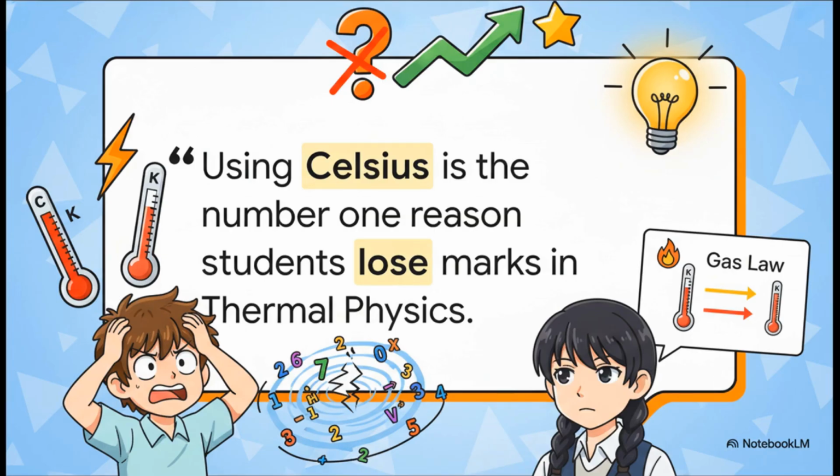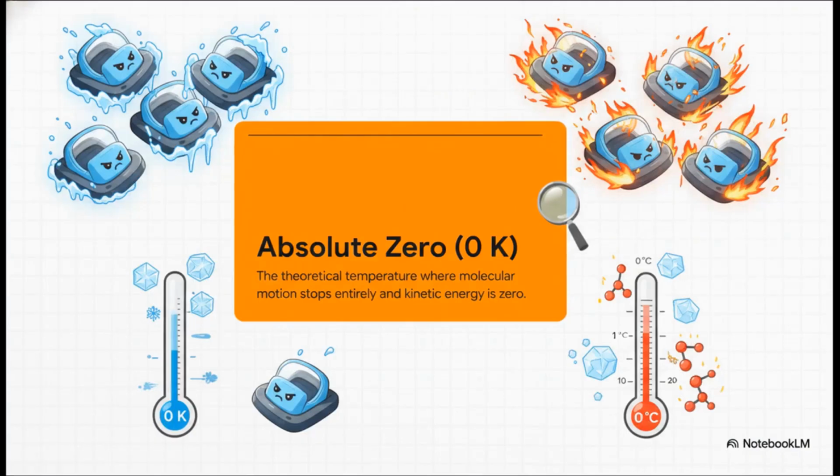If a question gives you degrees Celsius, you absolutely must convert it first before doing any of your gas law ratios. If you just shove Celsius directly into the equation, your math is going to completely fall apart. To understand exactly why Celsius ruins the math, we have to talk about absolute zero.